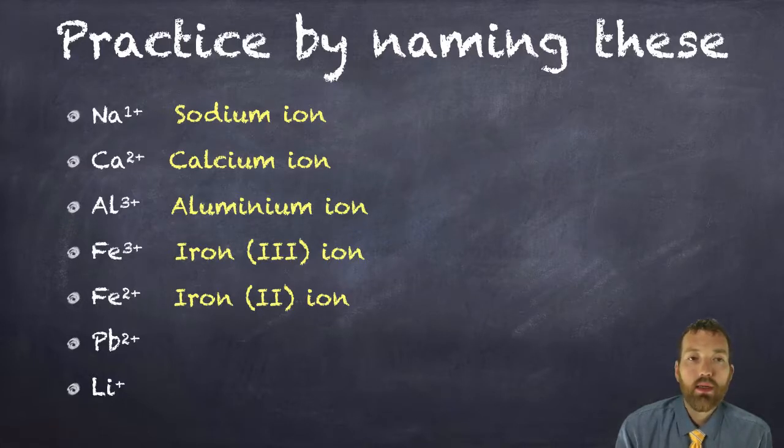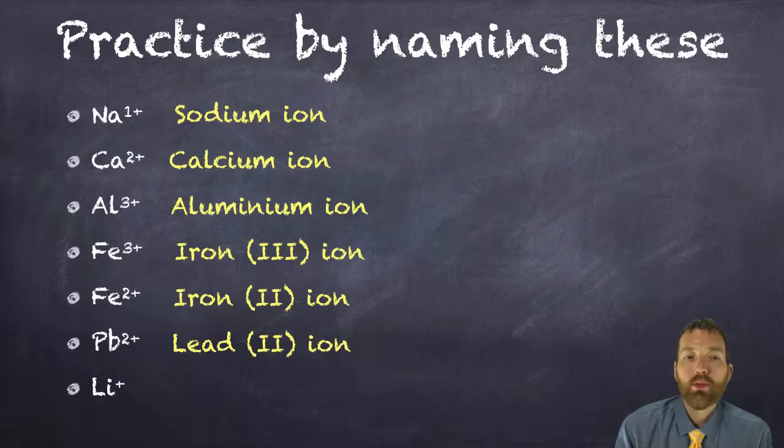In our next question here is lead. Remember, lead is one of those two post-transition metals that has more than one oxidation state. So even though it's not a transition metal, you need to use a Roman numeral for elements like tin and lead. And this one is lead. So this would be lead 2 ion.